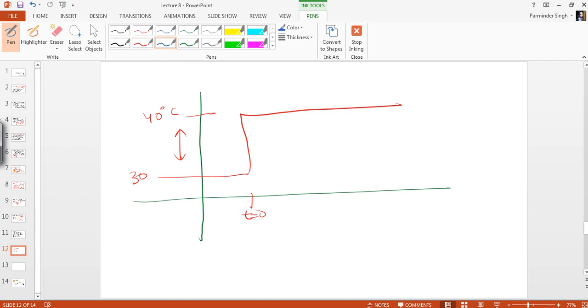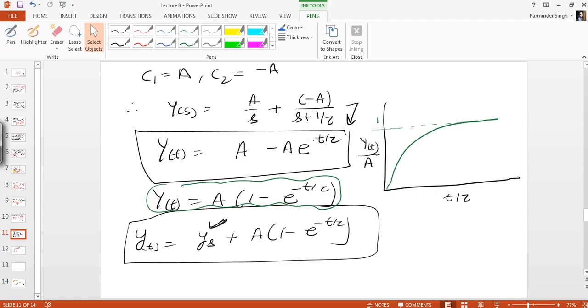Initially this thermometer is also at 30 degree. Once you change the surrounding to 40, the thermometer varies in this way, and after a certain period of time it will reach your 40 degree. This is your thermometer reading, and this was your surrounding temperature reading. So that is what we have represented over here. Now over here you need to remember one thing.